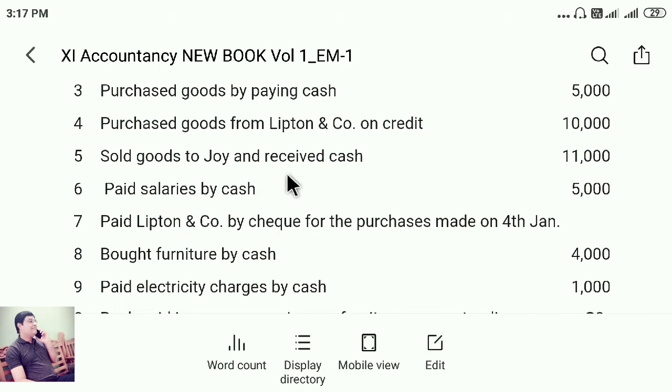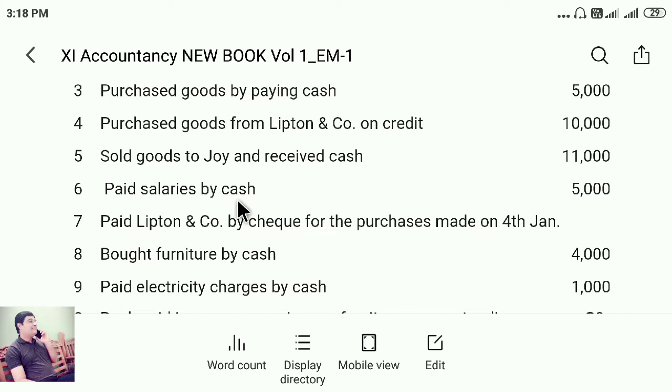sold goods to Joy and received cash. So what comes into the business when you sell something? Cash comes in. So cash account debit to sales account. You sold goods to Joy. When you sell goods to Joy, what comes into the business? Cash comes into the business. So cash is debited. So cash account debit to sales account 11,000.